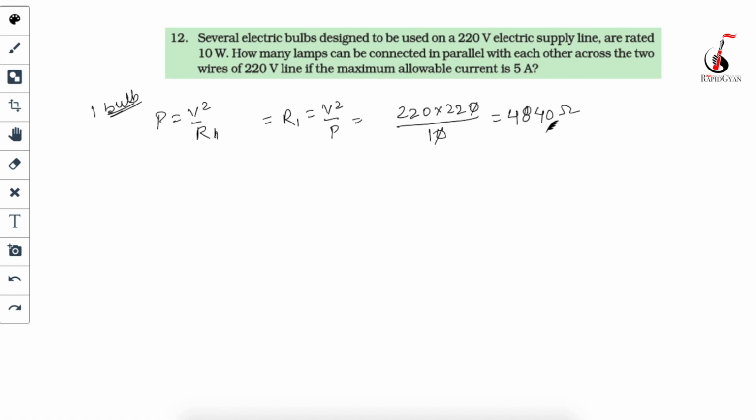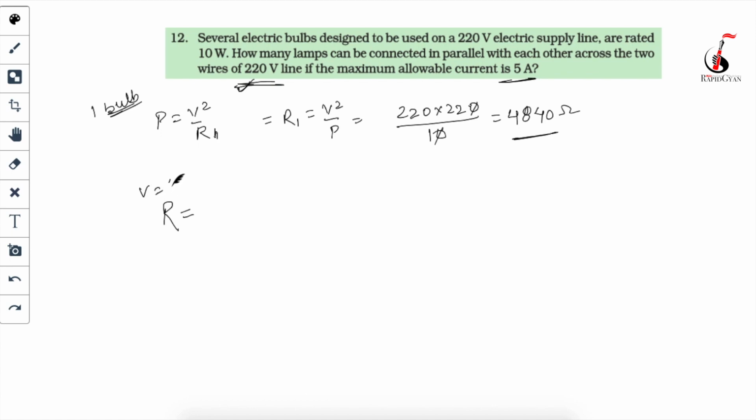Now you have the resistance of one bulb, and you will have to connect them, because now find from here how much total resistance is needed. So what will be the total resistance needed? Total resistance will be needing, simply what's the formula?